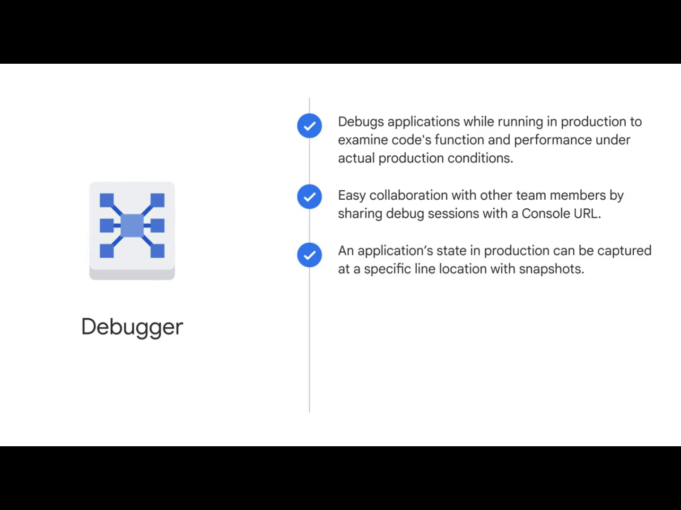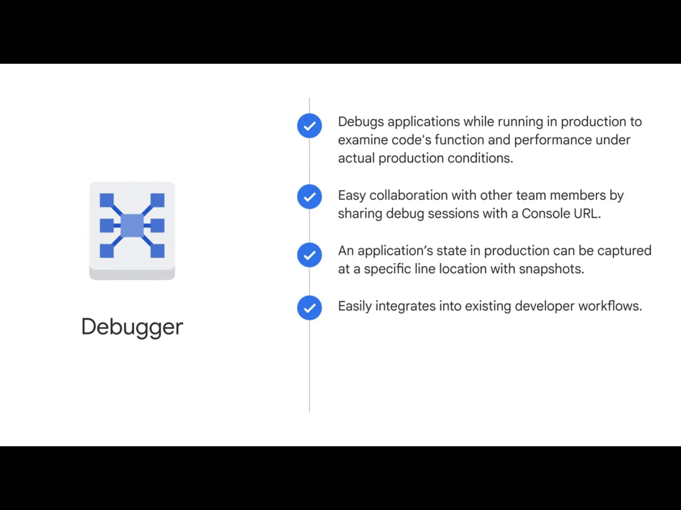The state of your application in production can be captured at a specific line location with snapshots. Log points can be used to inject a new logging statement on demand at a specific line location. You can also capture a snapshot or write a log point message when you need it, using a simple conditional expression written in your application's language.